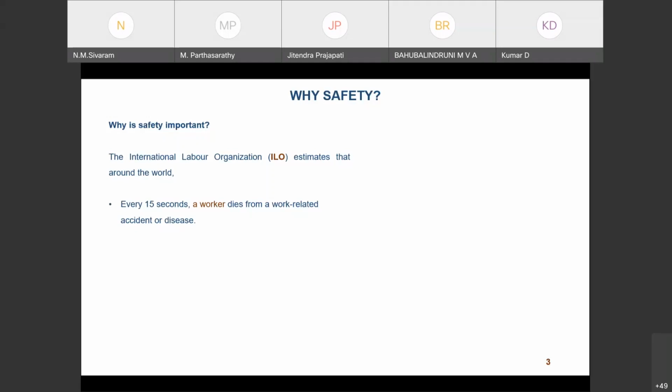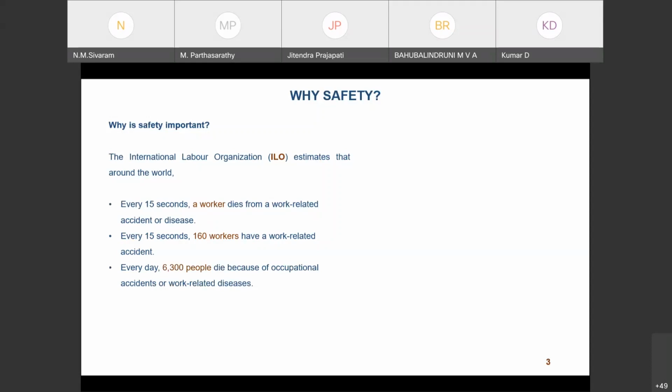Over a period of time, a person working in an unsafe environment, say for example, in a polluted environment, may develop some lung disease, and this may lead to fatality of the particular worker. So every 15 seconds, a worker dies from a work-related accident, and every 15 seconds, 160 workers have a work-related accident.